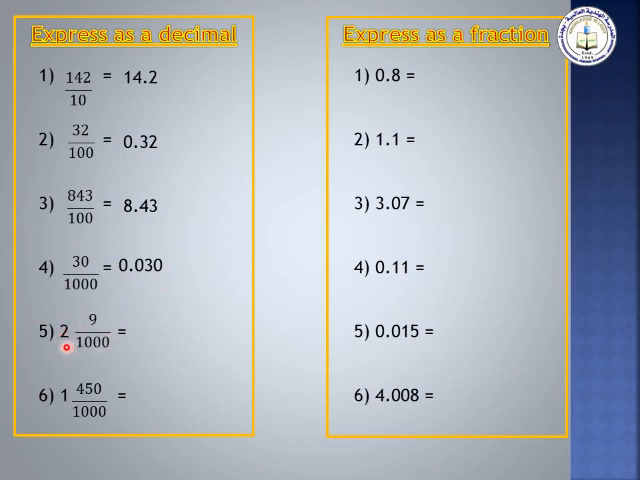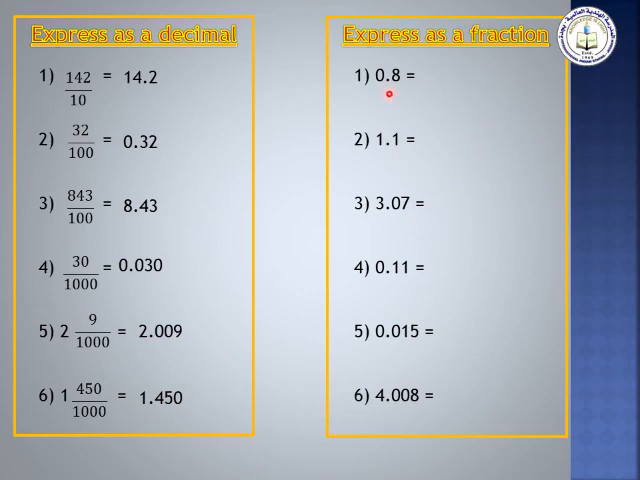Next, 2009 by 1000. See, this 2 is a whole number. So when you are writing the answer, keep 2 as a whole number, then 0.009. Why 00? Because here 1000, we should keep 3 digits after the decimal point. So we should add 2 more zeros. Next, 1450 divided by 1000. The answer is 1.450.